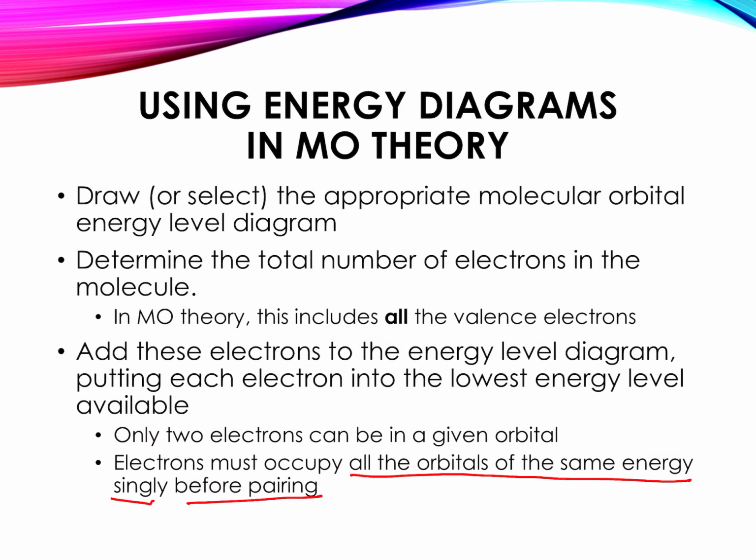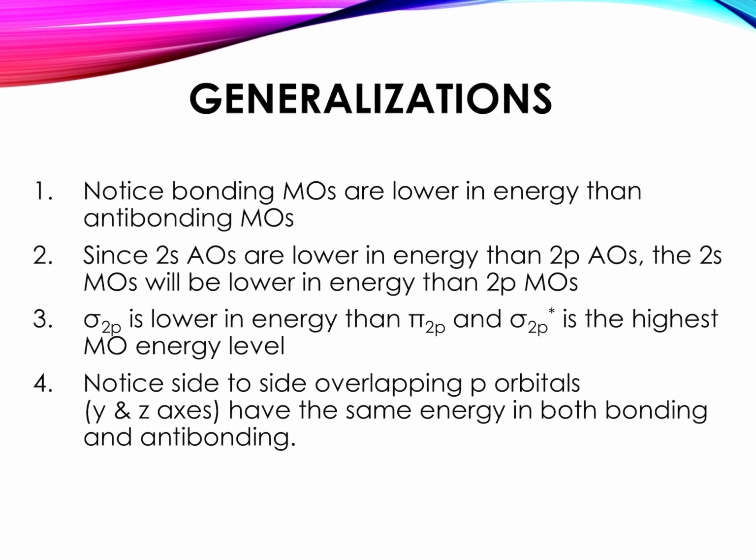So here are some general trends that you should have started noticing. The bonding molecular orbitals are always going to be lower in energy than the anti-bonding molecular orbitals. And since 2s atomic orbitals are lower in energy than 2p's, like when we draw that, we would draw the 2s lower than the 2p. The 2s molecular orbitals will also be lower in energy than the 2p molecular orbitals. So when we do individual atoms, the 2s is lower than the 2p. When we draw molecules, the 2s is still lower than the 2p.